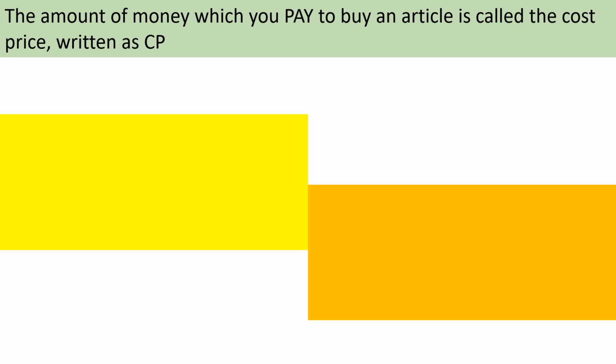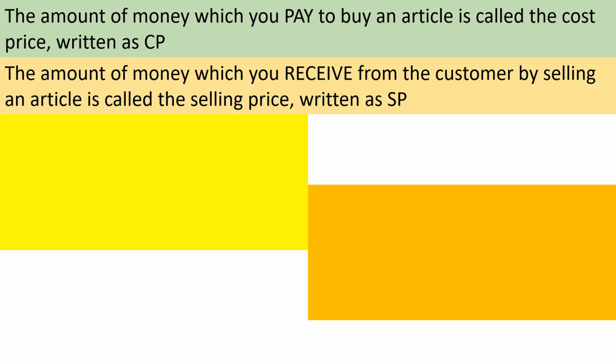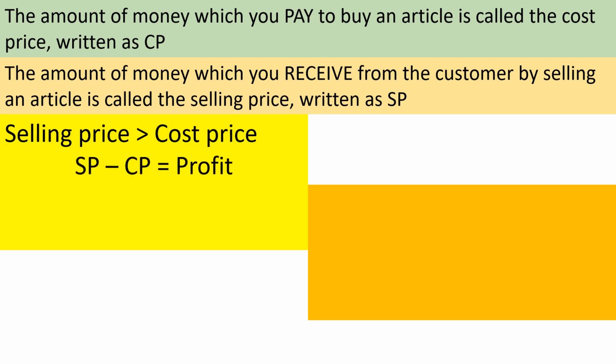Therefore, you have understood that the amount of money which you pay to buy an article is called the cost price, CP, and the amount of money which you receive from the customer by selling an article is called the selling price, SP. If you know the profit or loss and you need to find out either cost price or selling price, how will you do it? So here is the procedure. You know that if selling price is greater than cost price, there is a profit. And how do we calculate profit? Selling price minus cost price.